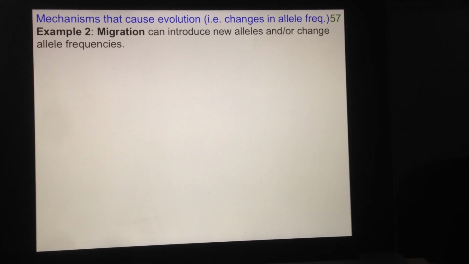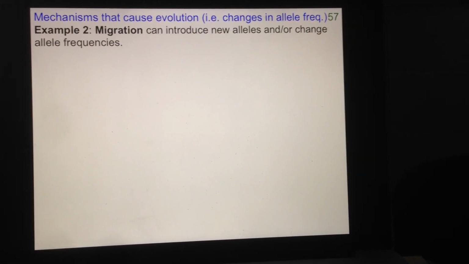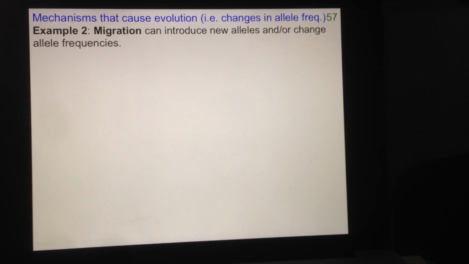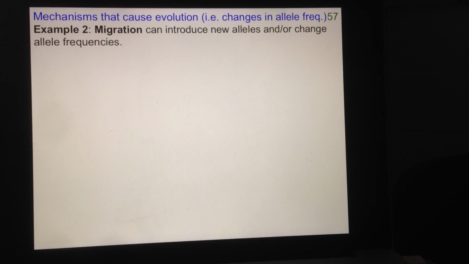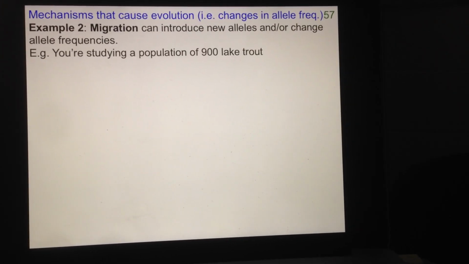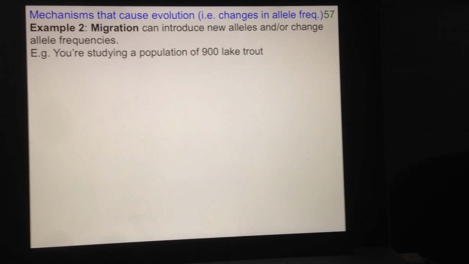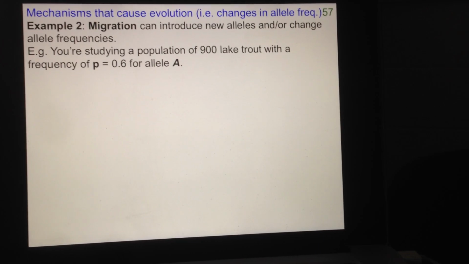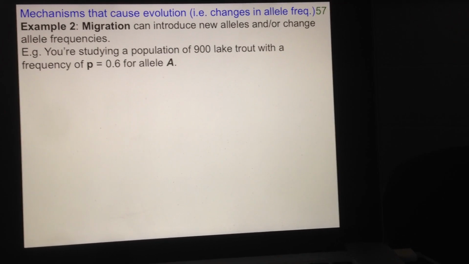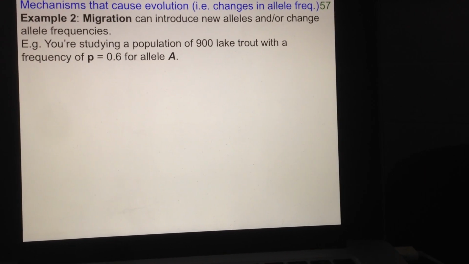Okay, example 2. After mutation, let's look at migration. Migration can introduce new alleles or just change the allele frequencies in the population you're focusing on. For example, let's say you're studying the population of lake trout in a particular lake, and there are 900 in that population. You've already found the allele frequency, which is 0.6 for this dominant allele A.